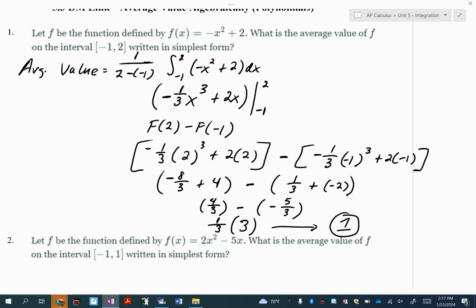I have found in my only 2 years of experience that students use that formula, but they did better if they thought I'm really just taking the total value and dividing it by the length of the interval. Questions on number 1?